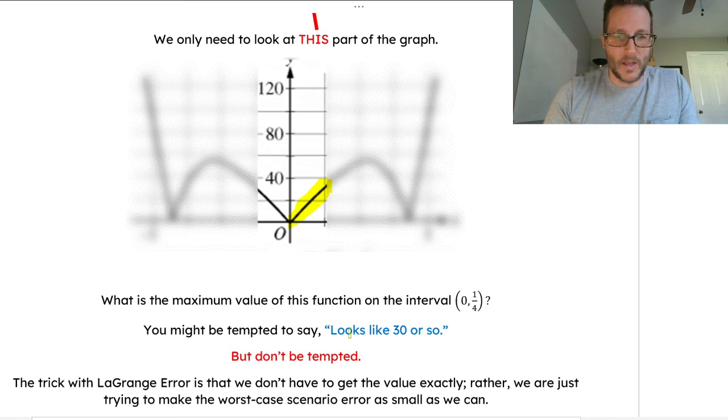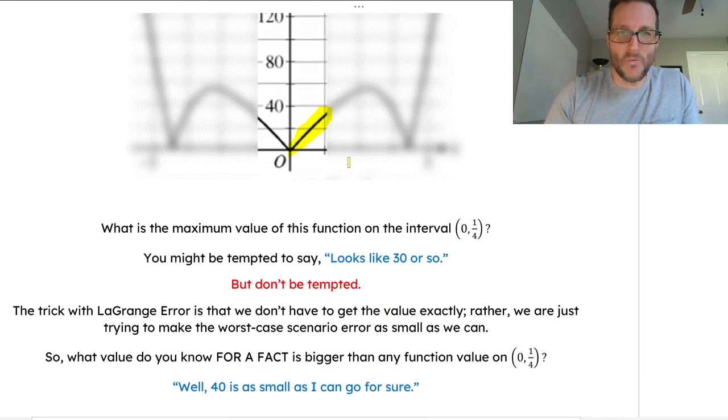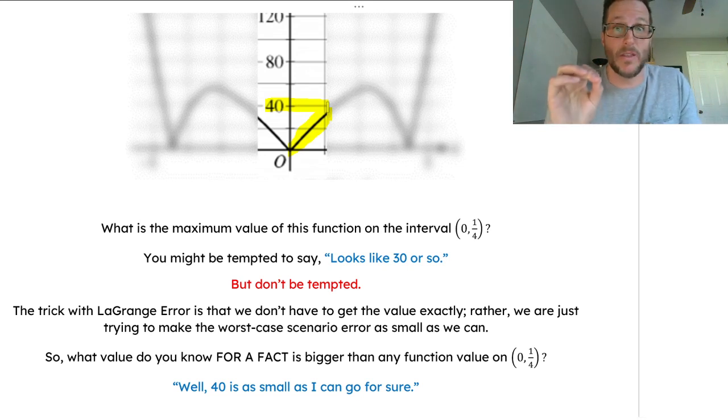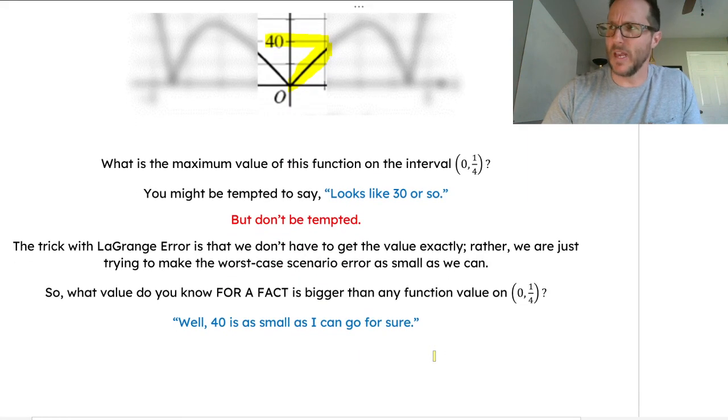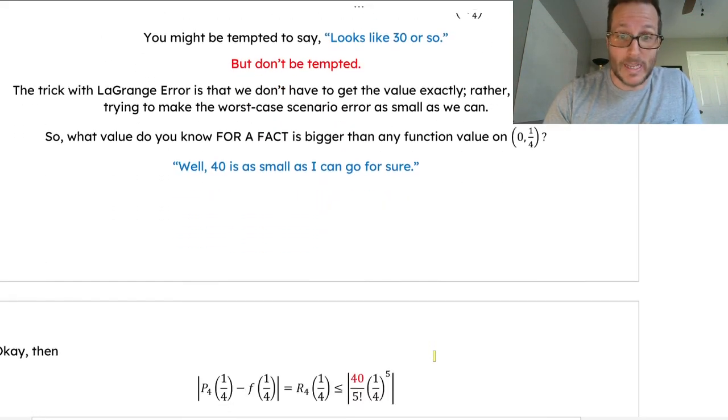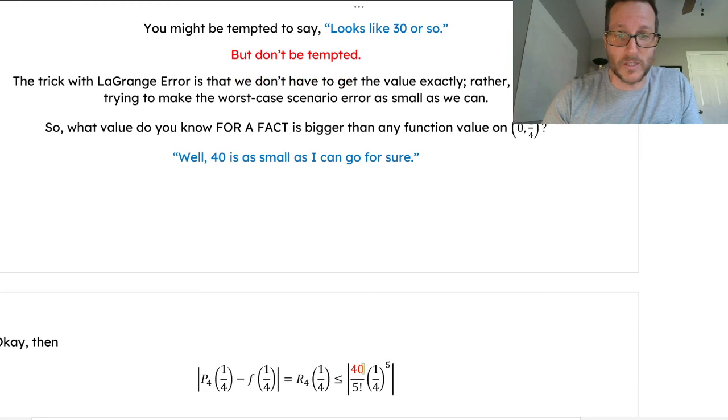So again, we want to make this error as small as possible. So we're going to know for a fact that the first value that I know that's bigger than that is 40, right? I know that that function is always less than 40 for all those values. I don't know that it's 30, but I know for a fact that 40 is bigger than all of those values. So we did it. 40 is going to be that value I substitute in for m.